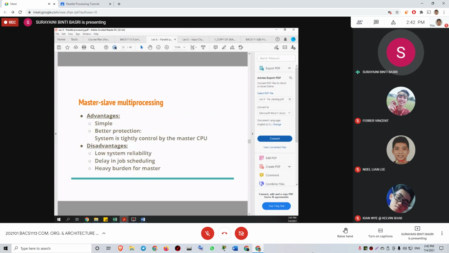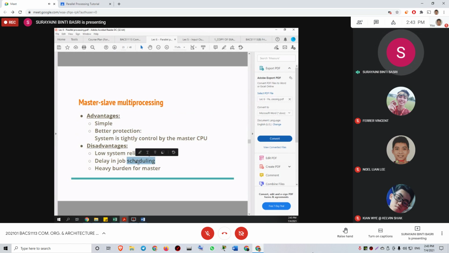Okay, so the advantage of this master slave multiprocessing is it is simple. It is said to have better protection because the system is tightly controlled by the master CPU. Only one CPU can control all of the processes, so that's why the system is strictly controlled by the CPU. So no other things can interrupt that master.